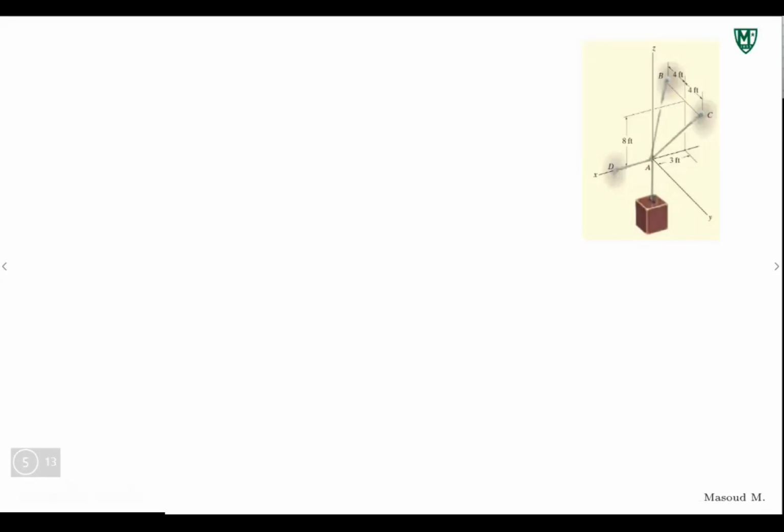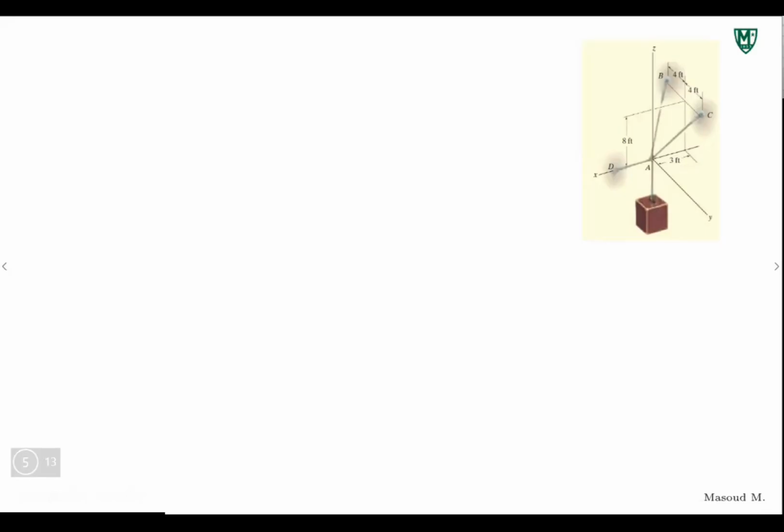We have a box here. It's held in static equilibrium. At point A, it's connected to a rope. That rope is connected to a ring at point A. The ring at point A is held by three cables: cable AD, cable AB, and cable AC.